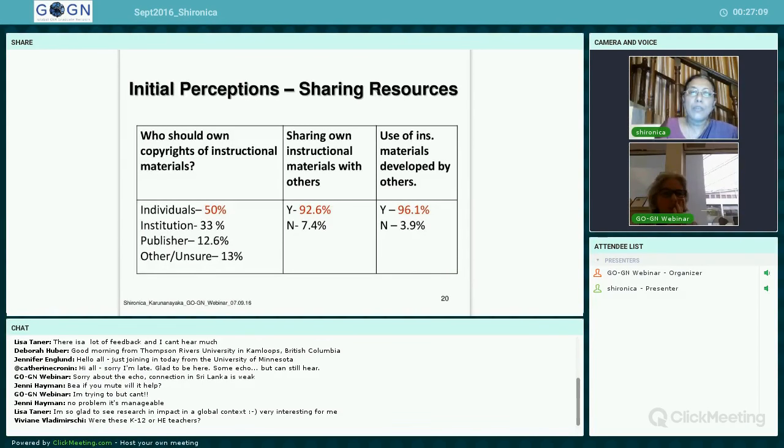And also about their perceptions about sharing. That was very interesting because you could see a large number, about 90% of them, are already sharing materials. Whatever materials they are using, they are sharing with others. And even what they are developing, they are sharing with others as well.